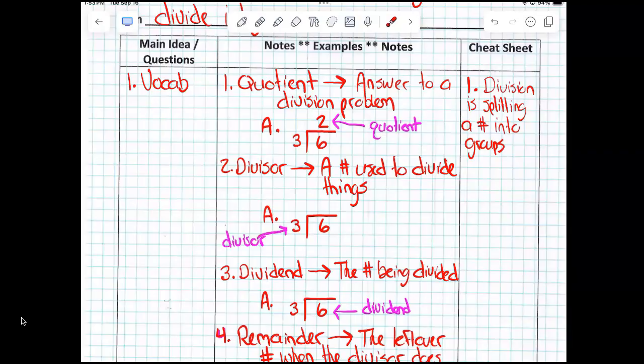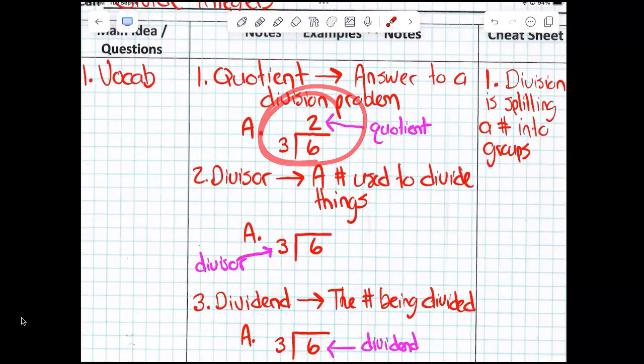The first vocab we talked about was quotient. What's a quotient? I love that. The answer to a division problem. So here's the division problem. The quotient is that number up top on top of the division house.